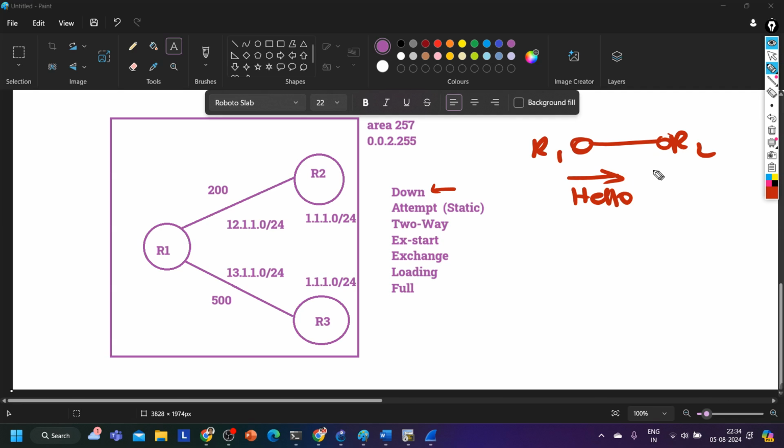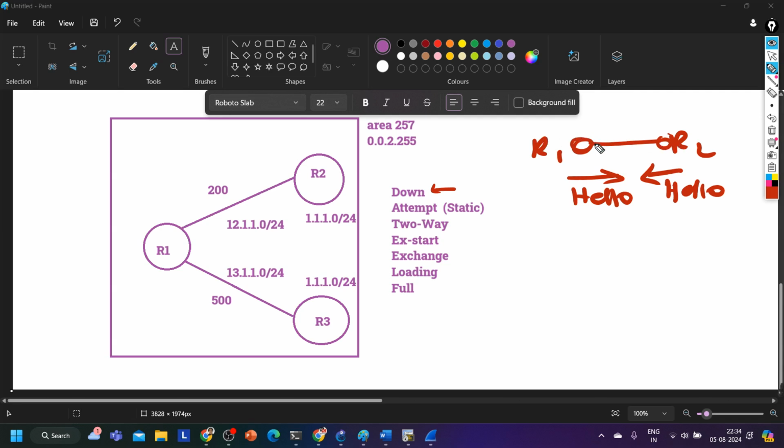Then you will enable OSPF on router 2 also. So router 2 is also going to send its hello message. Now routers are going to check parameters. When router 1 receives the hello message of router 2, it will check parameters. If parameters match, then the state will move, right?